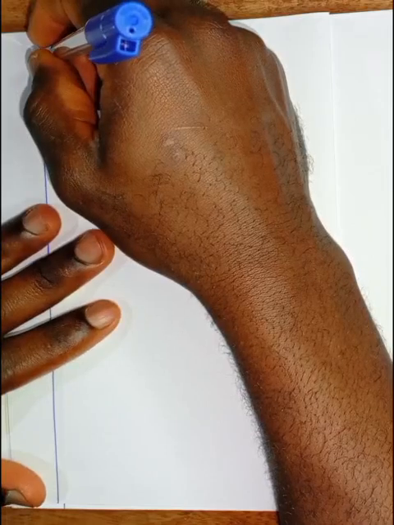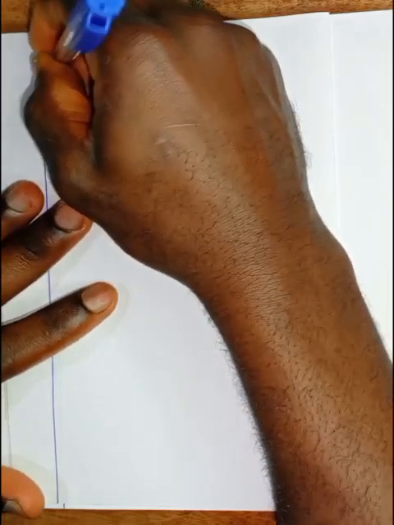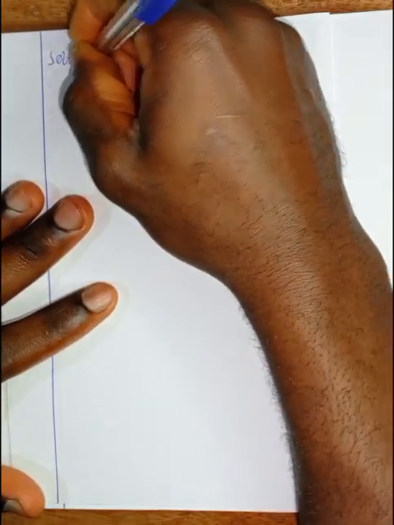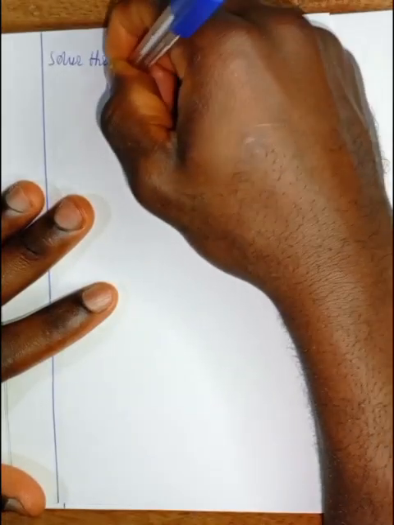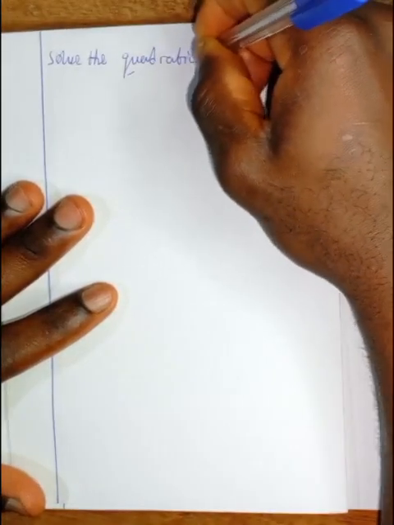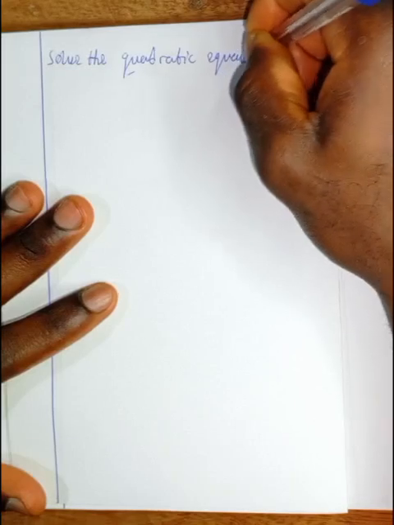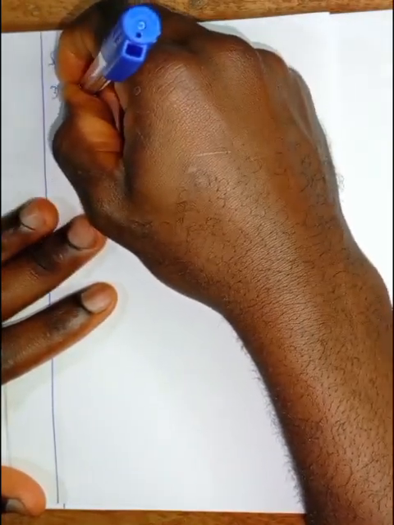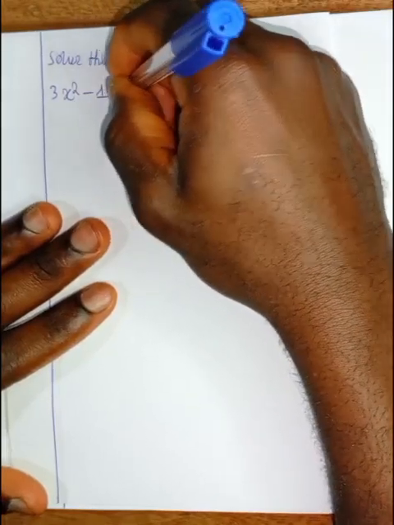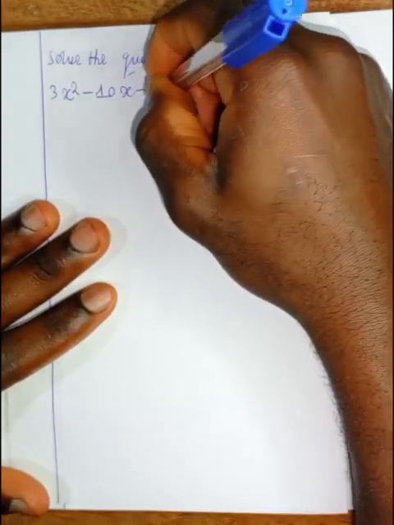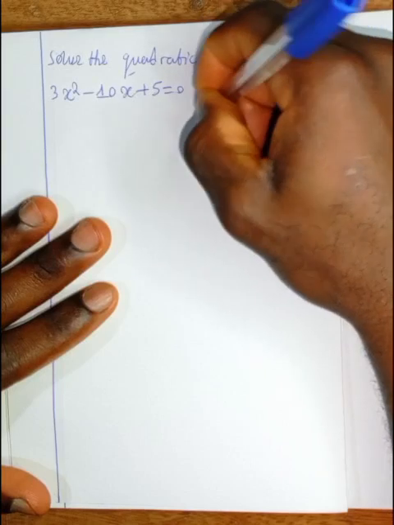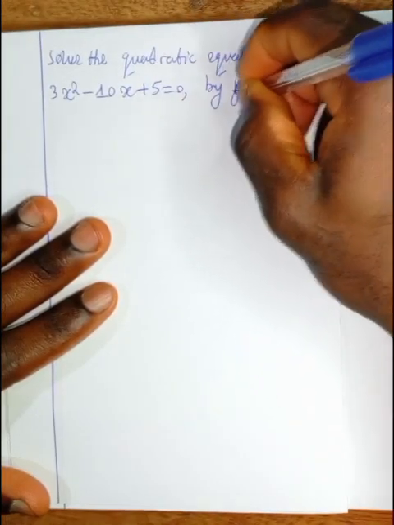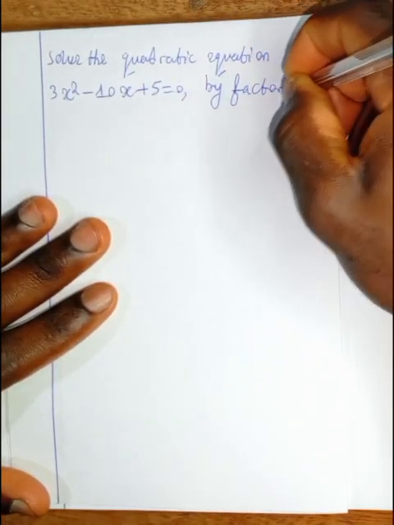We are going to take this small problem. We have to solve the quadratic equation 3x squared minus 10x plus 5 equal to 0 by factorization.